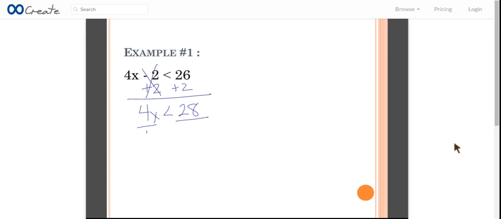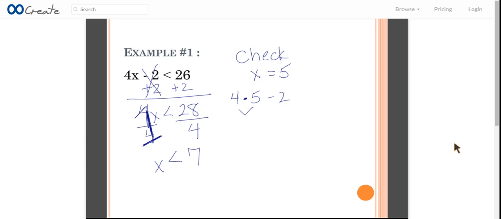So I can divide both sides by 4, and that gives me that coefficient of 1, just x is less than 28 divided by 4, which is 7, because I know 4 times 7 gives me 28. So x is less than 7. And if I wanted to check, we can do a quick check. Let's say I thought x was 5, so I do 4 times 5 minus 2. Well, 4 times 5 is 20, minus 2 is 18, and 18 is less than 26, so my x is less than 7. It works.